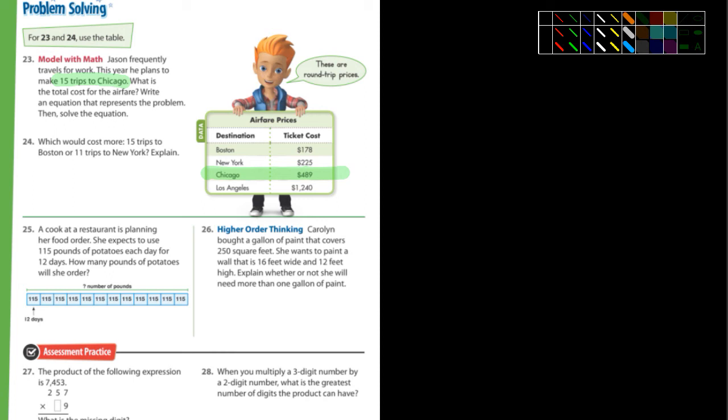Then it asks the question for number 24. It says, which would cost more, 15 trips to Boston or 11 trips to New York? So you'll have to figure that one out. And then explain. Well, actually, just give me the total for each one. In other words, I mean, that's a good enough explanation for me.